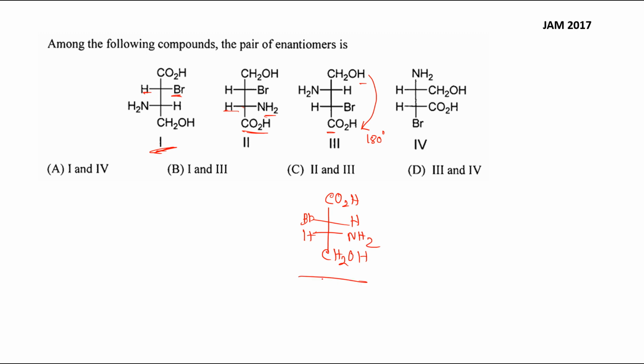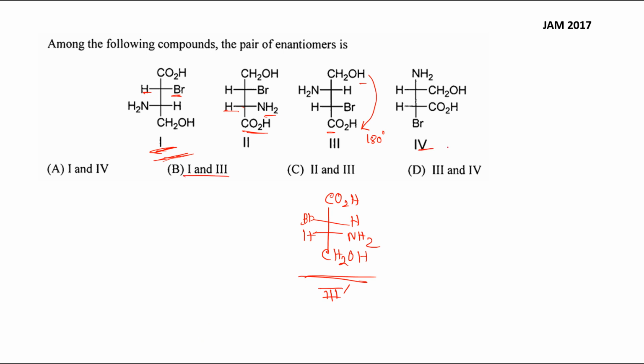Now if you compare this molecule, which we get from 3 after the 180 degree rotation, say it is 3 prime, with 1, you will see these two have a mirror image relationship. That means 1 and 3 will be a pair of enantiomers. So option B will be the correct one.